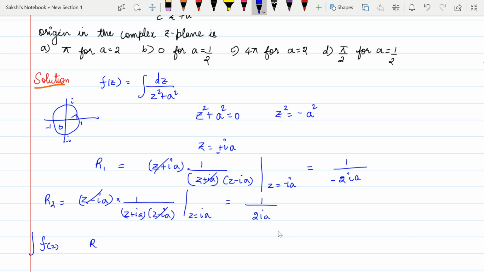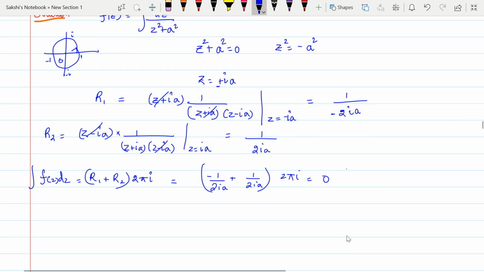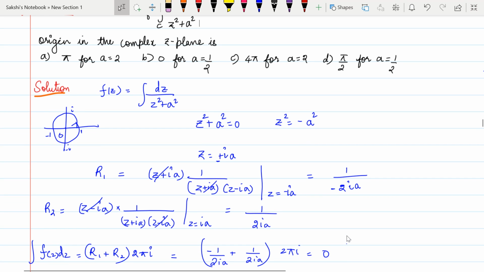Okay. So now what we have to do is find the integral of f of z dz, which will be the sum of the residues into 2 pi i. So the sum of the residues will be minus 1 by 2ia plus 1 by 2ia, into 2 pi i, which is equal to 0. So without knowing the value of a, you can find the integral of f of z dz to be 0. Now you have to see the options first. Which of the following options satisfies your equation? That is your integral answer. If you see the options, only option B has the answer 0.